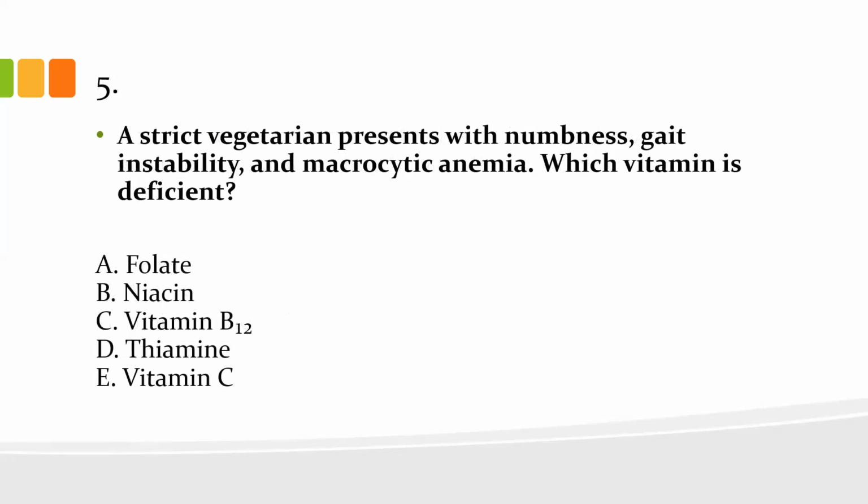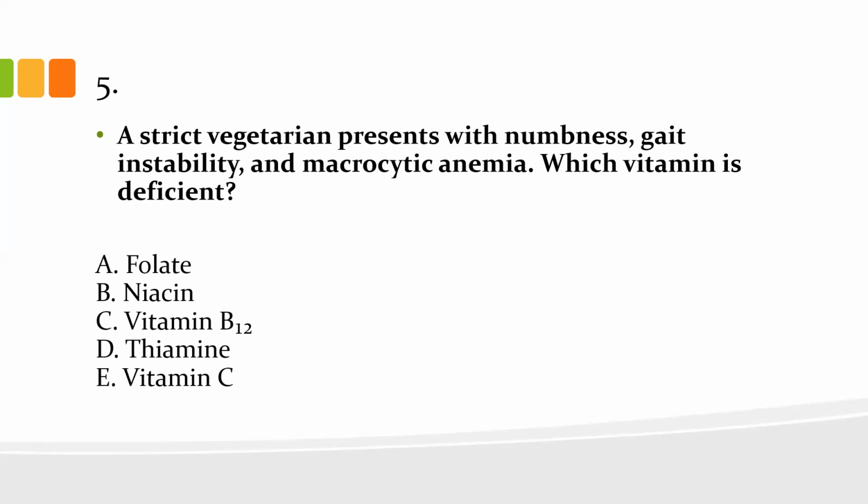The fifth MCQ is, a strict vegetarian presents with numbness, gait instability, and macrocytic anemia. Which vitamin is deficient? A, folate, B, niacin, C, vitamin B12, D, thiamine, E, vitamin C. The right answer is C.